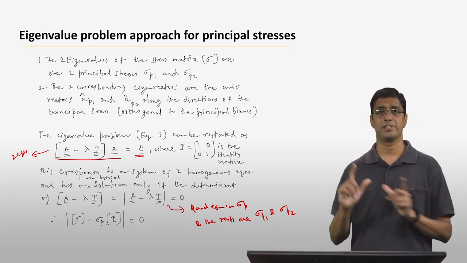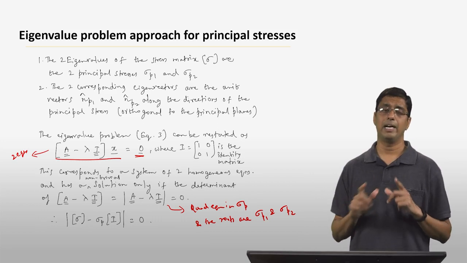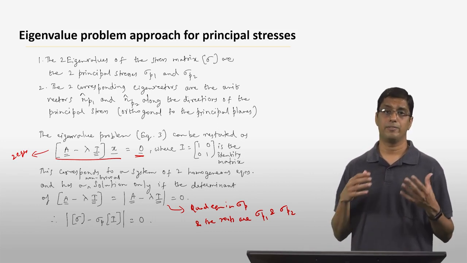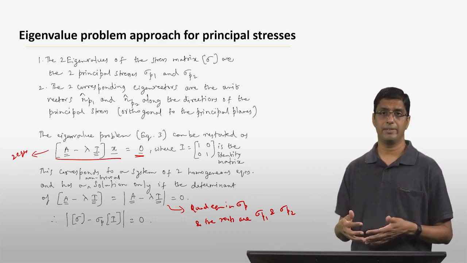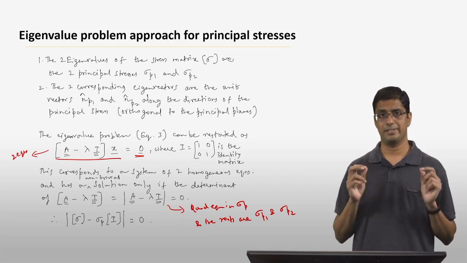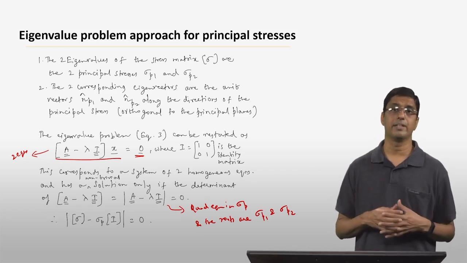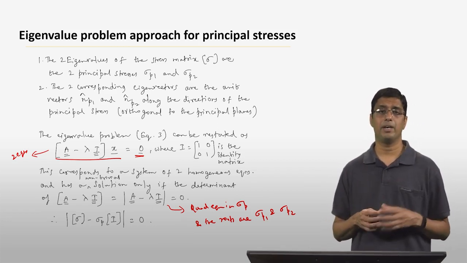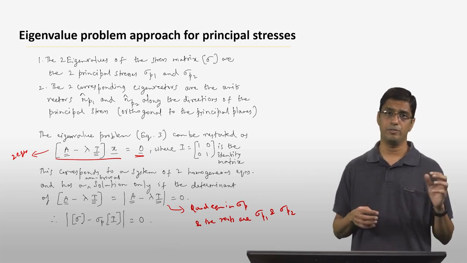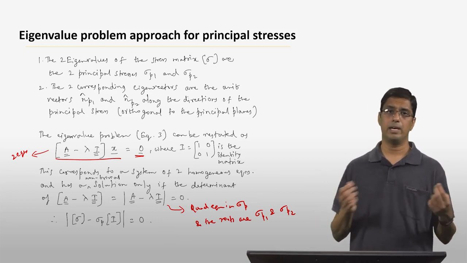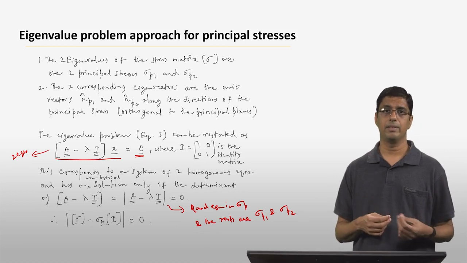I hope it is clear that you can recast the problem of finding the principal stresses and principal directions as solving for the eigenvalues and the eigenvectors of the stress matrix sigma. In the next lecture, we will look at a specific example of how you can use this approach to find sigma p1, sigma p2, and the corresponding directions n_p1 and n_p2.